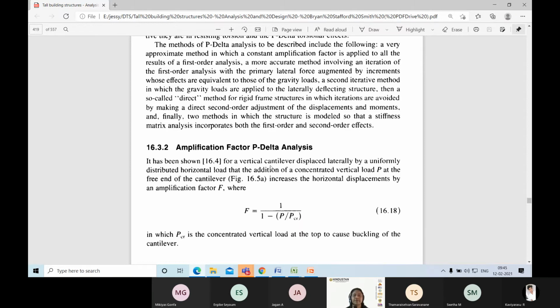It has been seen for a vertical cantilever displaced laterally by a uniformly distributed horizontal load, that the addition of a concentrated vertical load P at the free end of the cantilever increases the horizontal displacement by an amplification factor F. That F is given as 1 by 1 minus P by PCR, in which PCR is the concentrated vertical load at the top that causes buckling of the cantilever. This is the buckling load, and P is the axial load. So 1 by 1 minus P by PCR becomes the amplification factor.